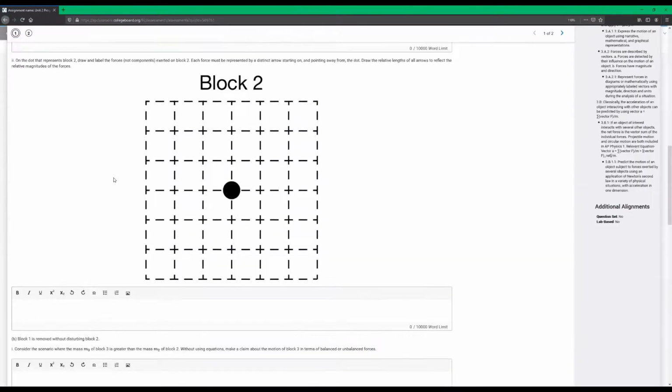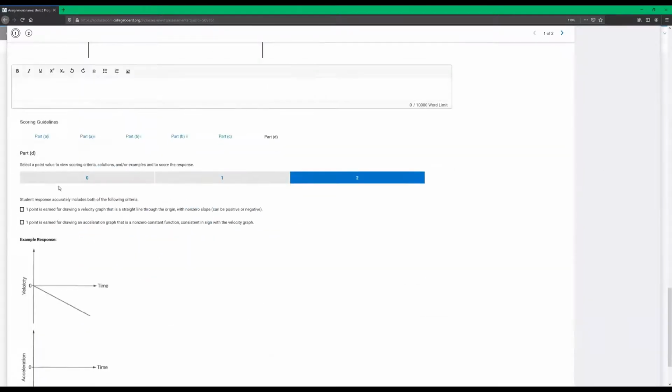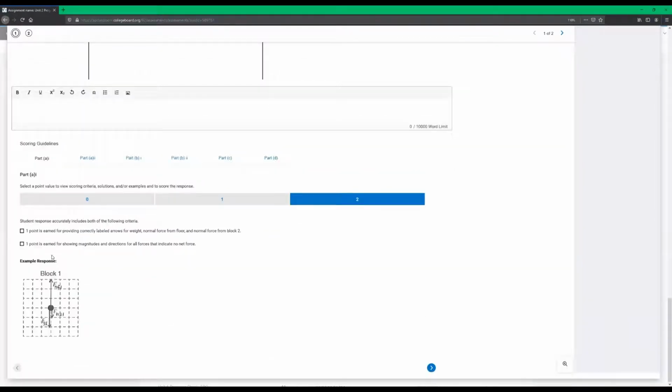Okay, so for part A, 1 point was awarded for indicating, oh, sorry, I'm on question 2. For question 1, part A, 1 point is awarded for correctly labeling the arrows for weight, normal force from the floor, and normal force from block 2. And so this is kind of how they drew it. They also happen to do 2 arrows here acting down. They labeled it FG1 and FN2 on 1.